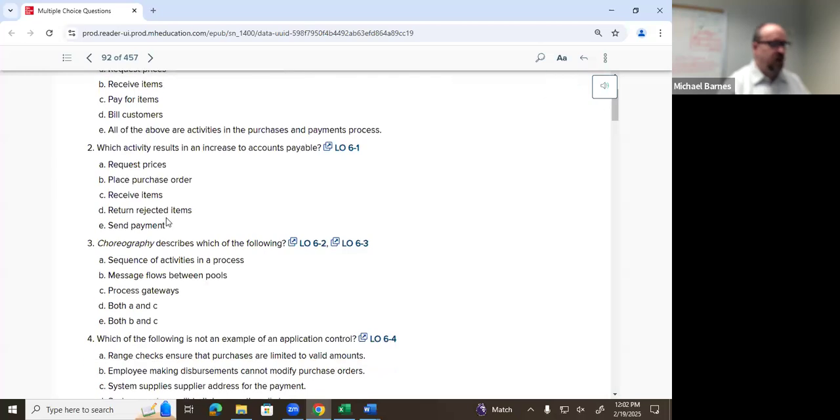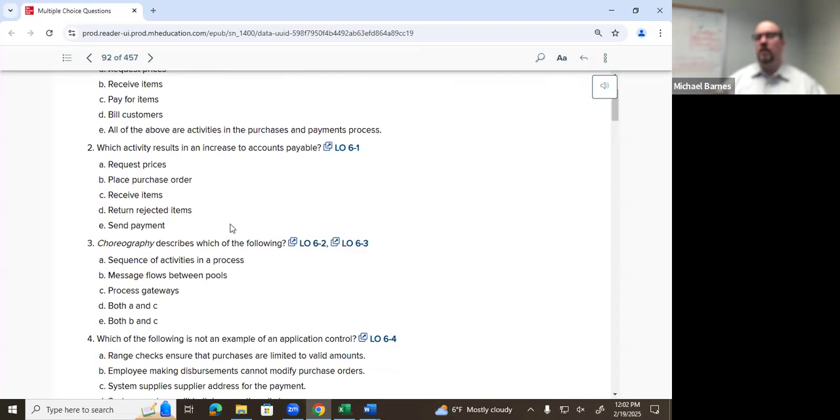Question number 2, which activity results in an increase to accounts payable? So this is a kind of a shaded question. The reason I chose this question is one of the things that I said was really important to understand. When we're talking about these functional process areas, we need to know at what point we recognize the liability for receiving the goods and services. At what point do we recognize that payable that we owe? All right, so let's go through.